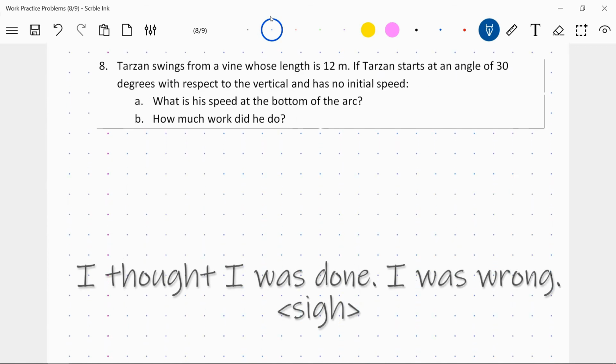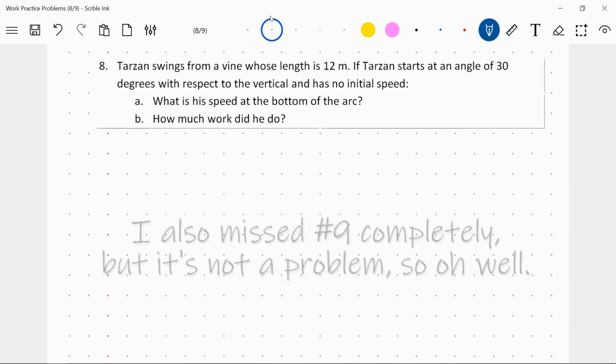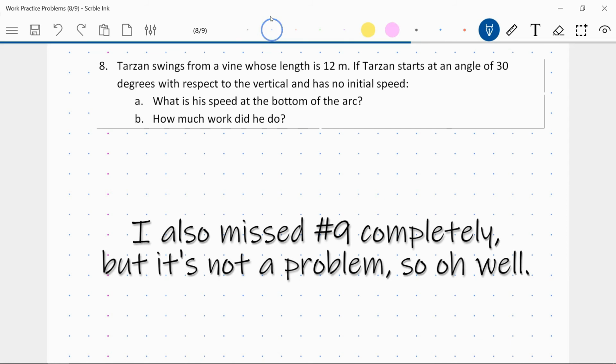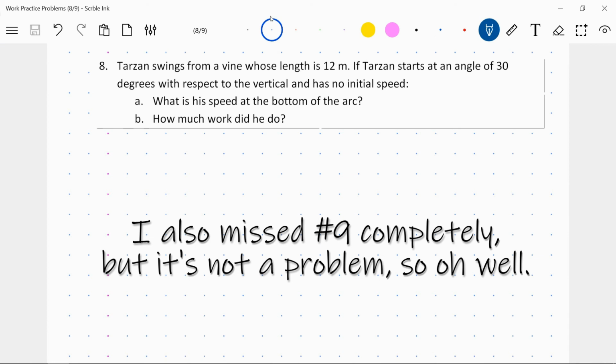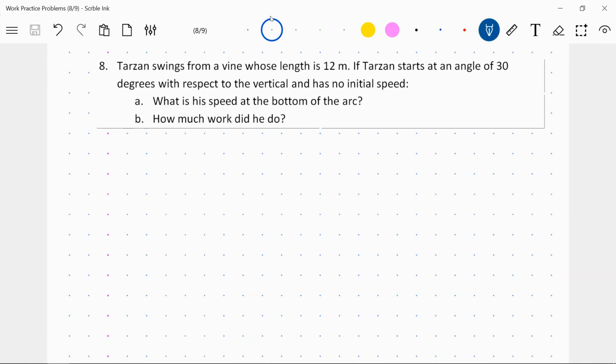Okay, number 8, one more, last one. Tarzan swings from a vine whose length is 12 meters. Tarzan starts at an angle of 30 degrees. I interpret that as the vine was 30 degrees with respect to the vertical, and he's stationary to begin with. So A, what's the highest speed that he reaches at the bottom of the arc? And B, how much work did he do?